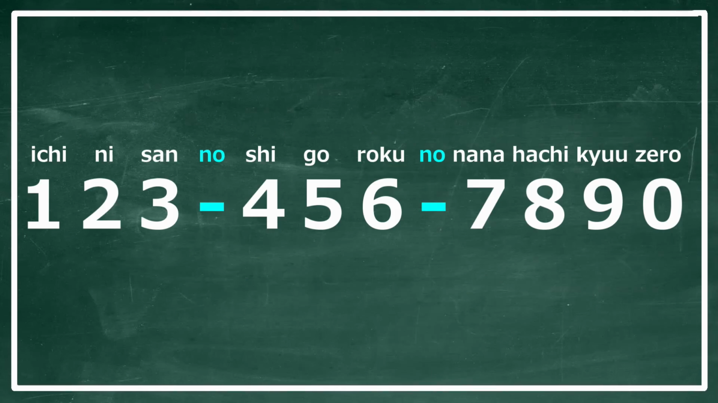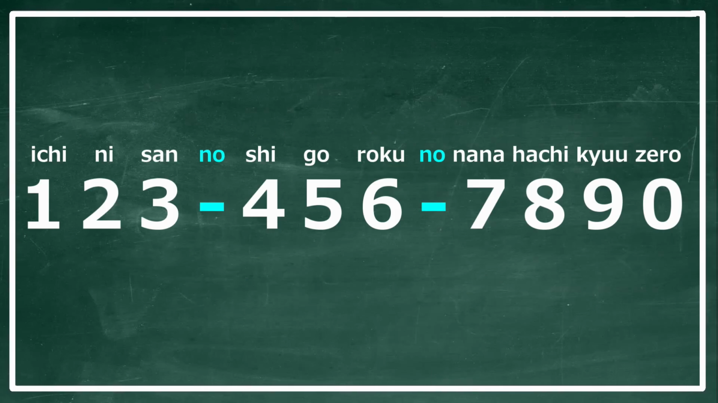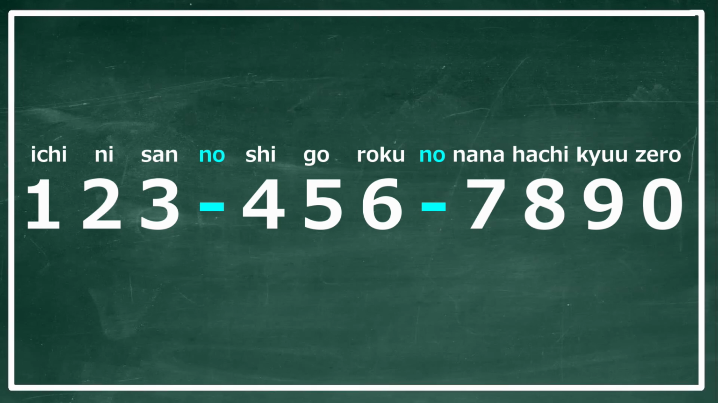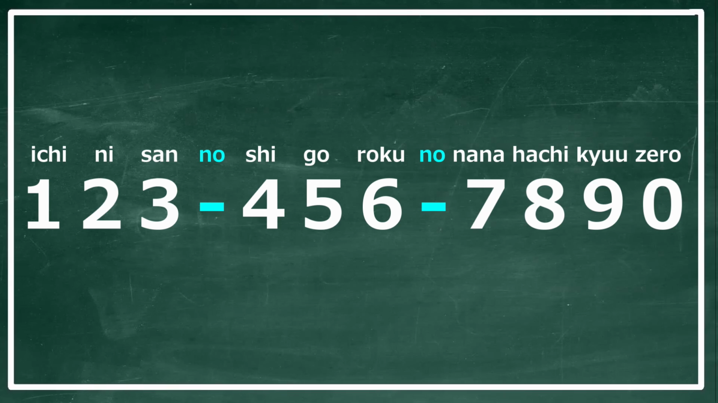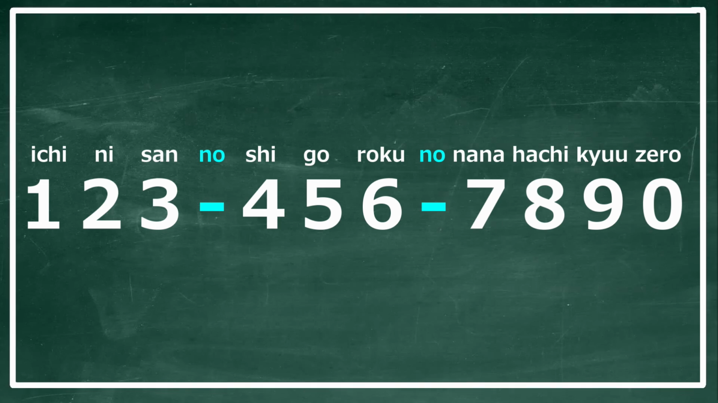If your phone number is 123-456-7890, then you just simply count the numbers. When there is a hyphen, you would say の: 123の456の7890.